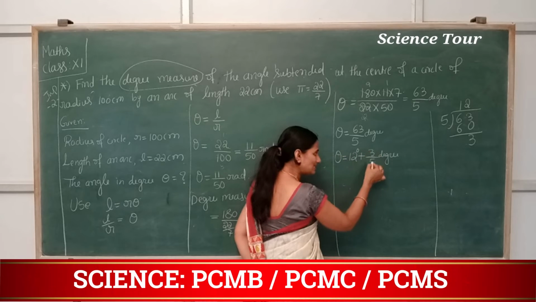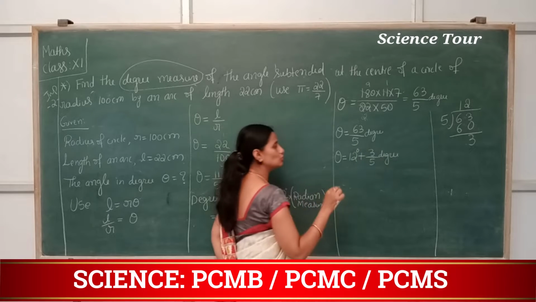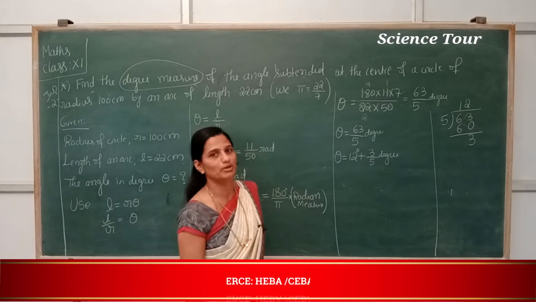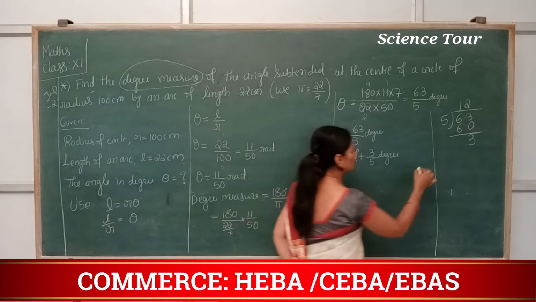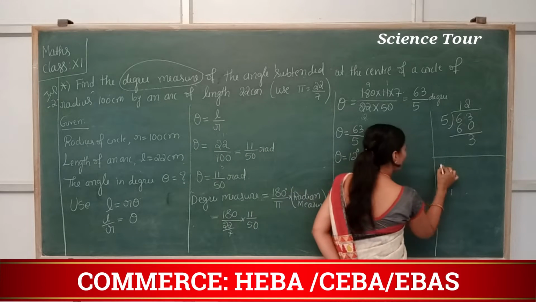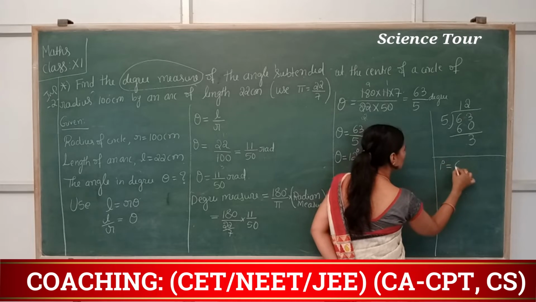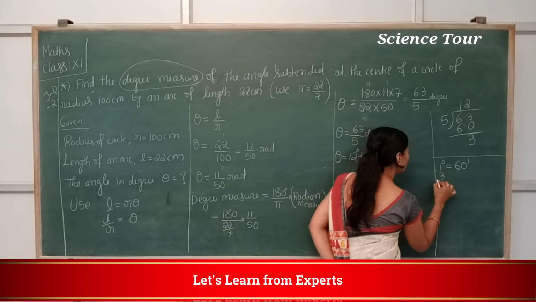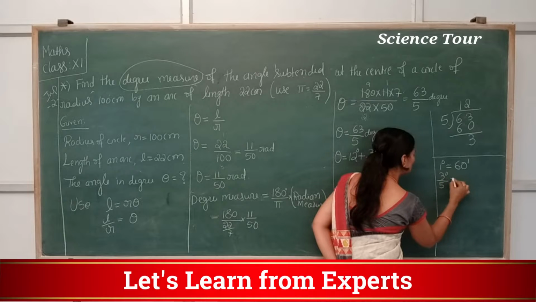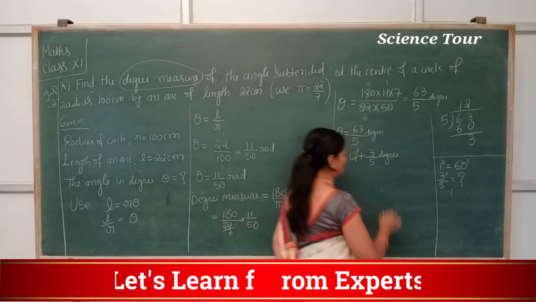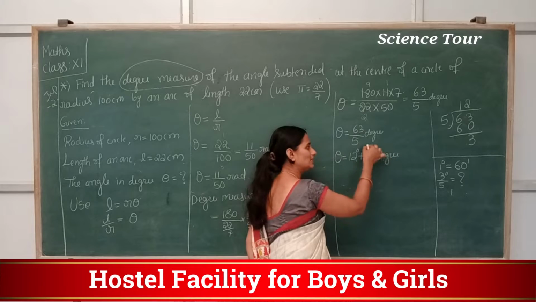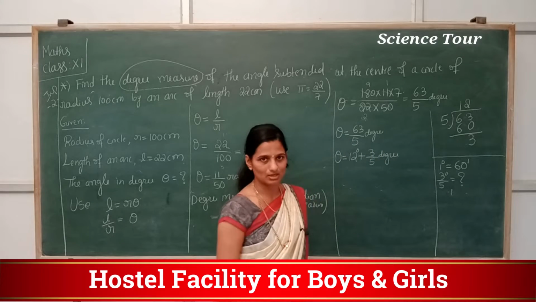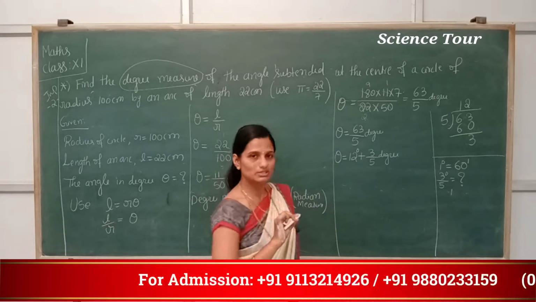Now this 3 by 5 degree should be changed into minute. How to change that to minute? We know that 1 degree is equal to 60 minutes. Now 3 divided by 5 degree is equal to how many minutes? This fraction in degree means there is some minute. So that minute you should separate it.